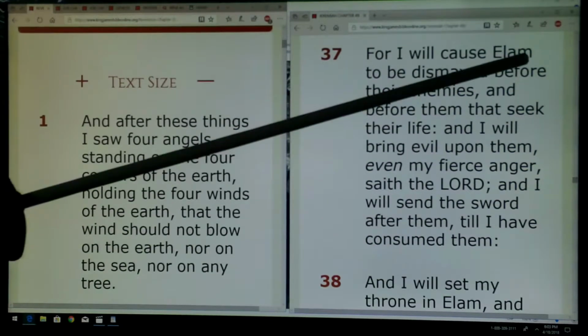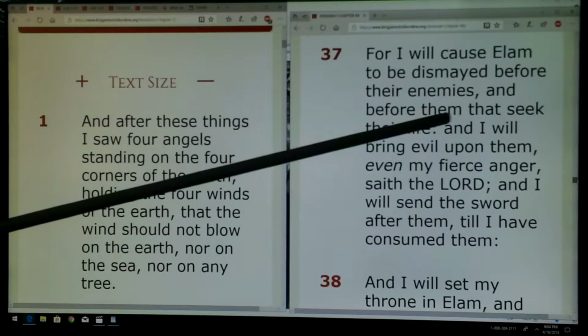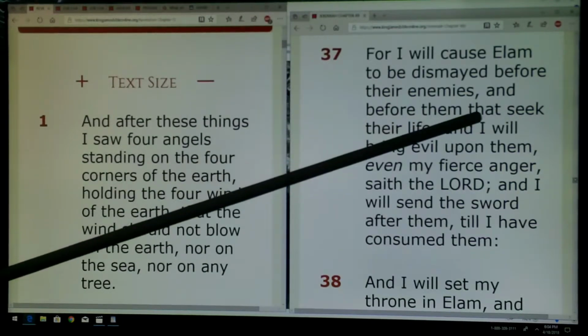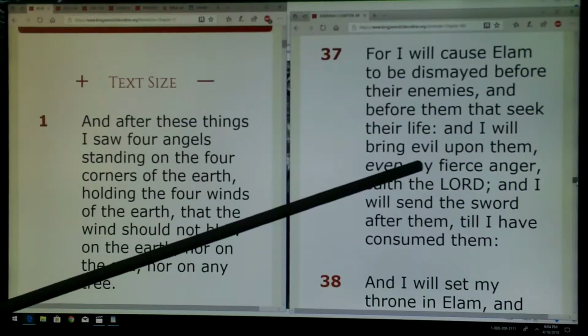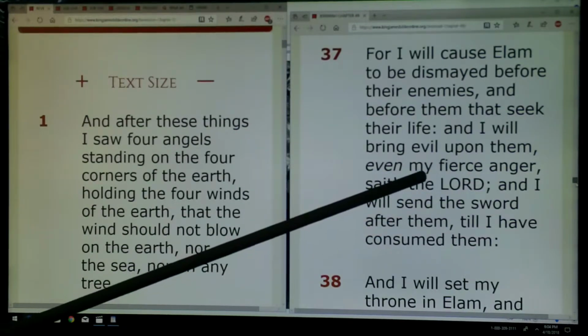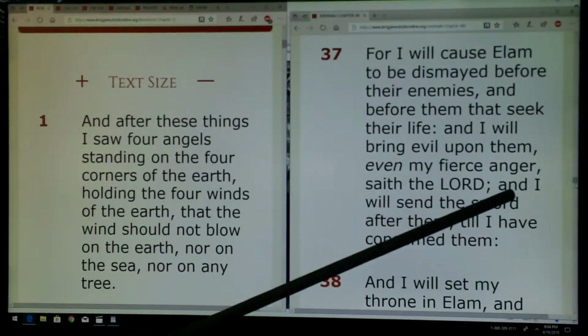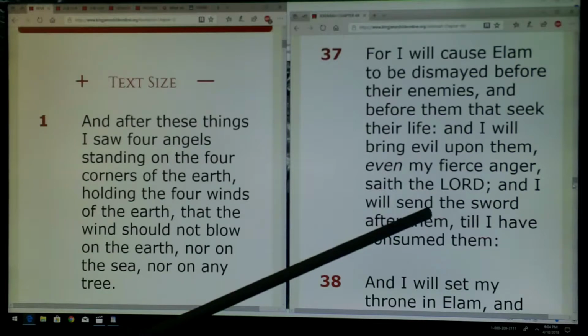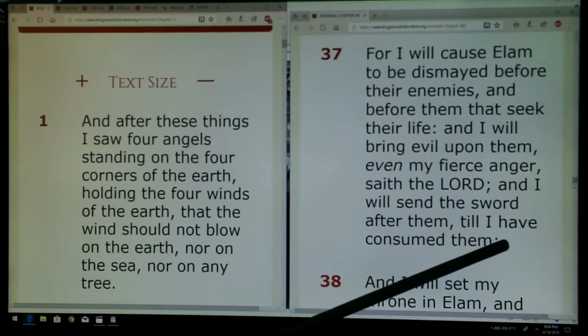And I will cause Elam to be dismayed before their enemies and before them that seek their life, and I will bring evil upon them, even the fierce anger, saith Yahweh, and I will send the sword after them till I have consumed them. So he's chastising Elam. That's a totally different situation, so he lied about that also.